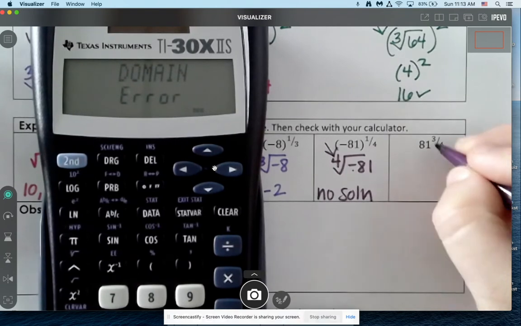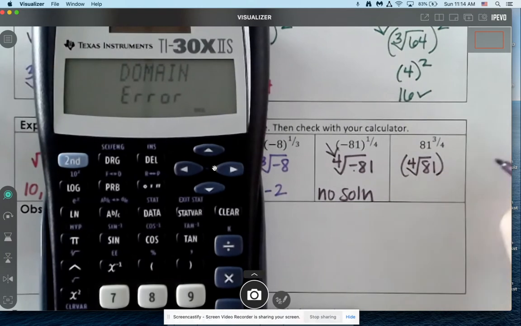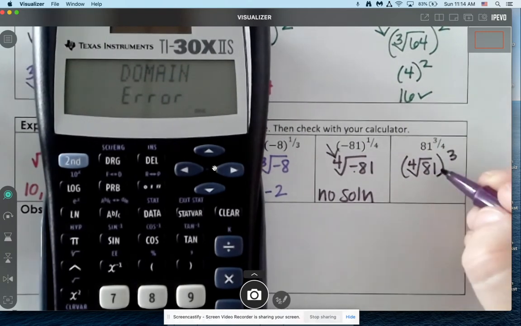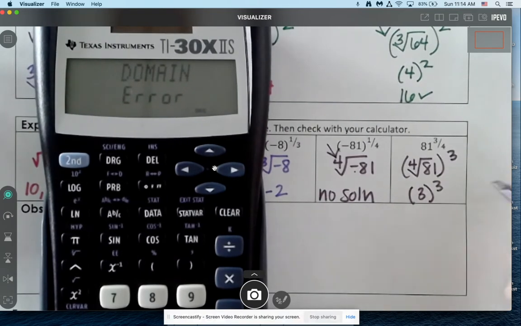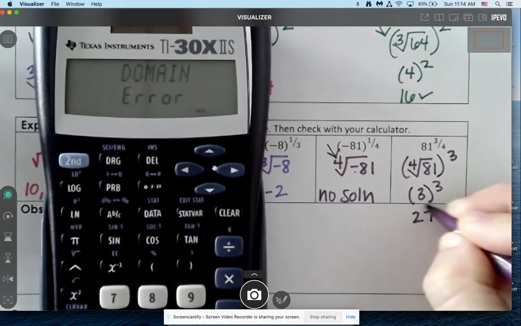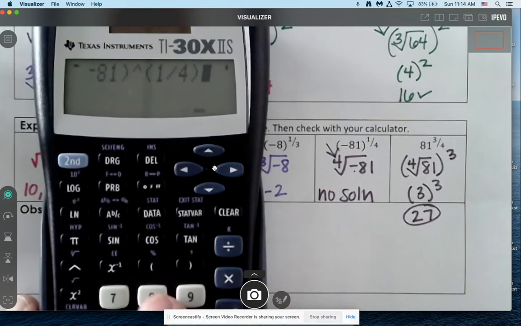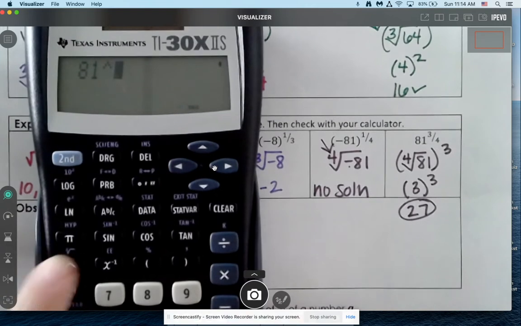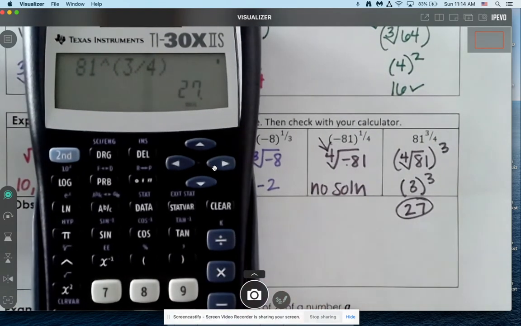So if I rewrote it, it'd look like this. 4th root of 81. Figure out what that is, and then we're going to cube it. Well, we already know that 3 times itself 4 times is 81. So my number inside is 3. 3 cubed is 27. So your final answer is 27. And again, let's check it real quick, just for good practice. 81 to the power of 3 divided by 4 is 27.